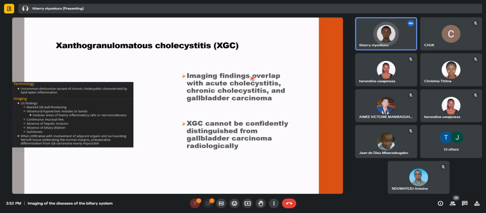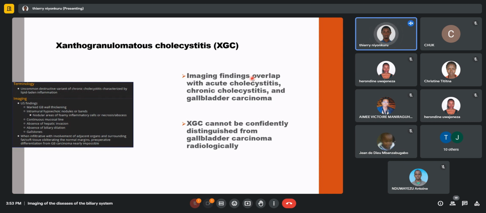the mucosa will perforate, and there will be a penetration of the bile into the gallbladder wall to form what we call xanthogranuloma. So this xanthogranuloma is the one that will lead to xanthogranulomatous cholecystitis, but if they are not treated, they may form abscess. So we may see an abscess as a complication of this xanthogranulomatous cholecystitis.